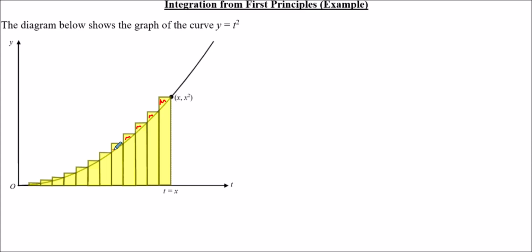So it's not an exact area, but it's not far off really, I hope you can see. If I added up all of these, it gives us a rough and ready approximation for the area underneath this curve between 0 and where t is x.